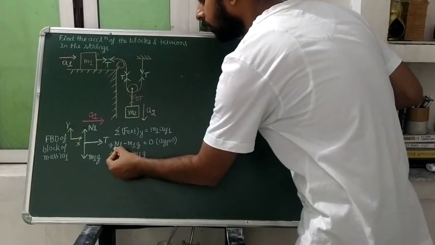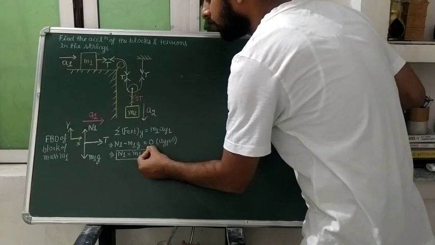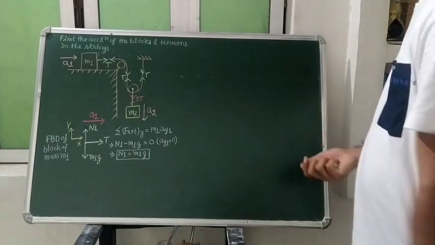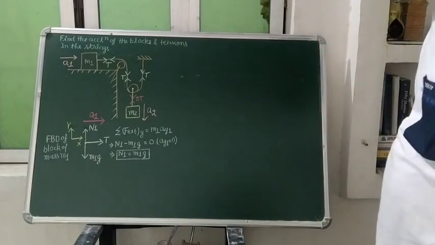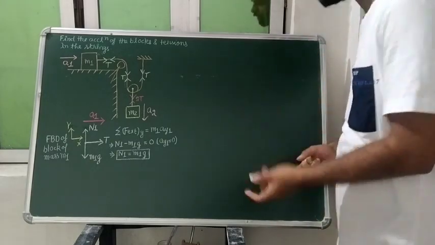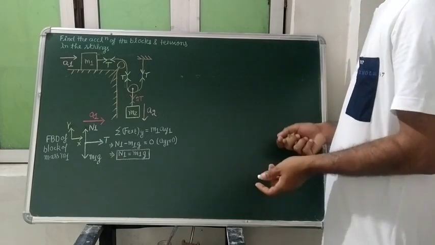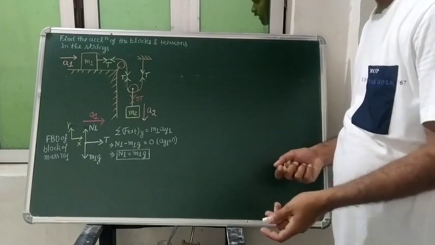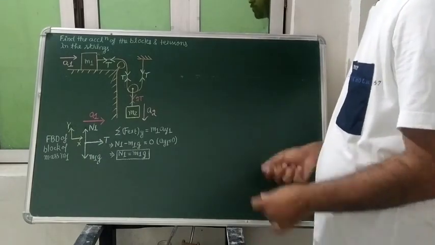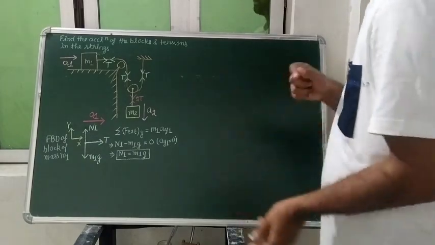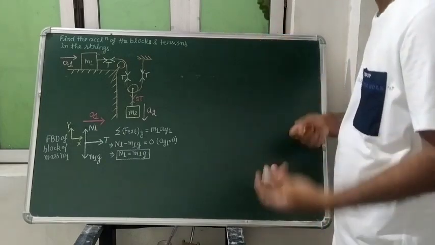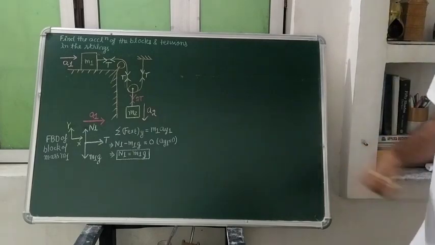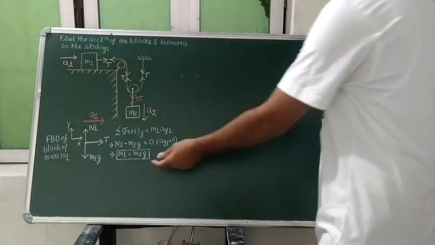Obviously I have told you, in an elevator when it is moving with constant velocity upward or downward, or if it is at rest, so if it is at rest or moving with uniform velocity, no acceleration will be present there. So when no acceleration is present, the normal reaction will be equal to the weight of that object. Okay, so that is coming here.